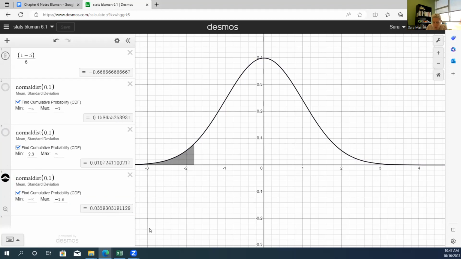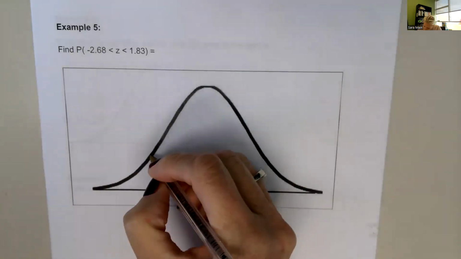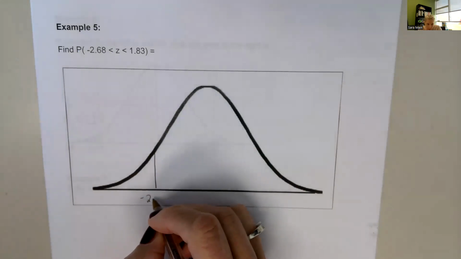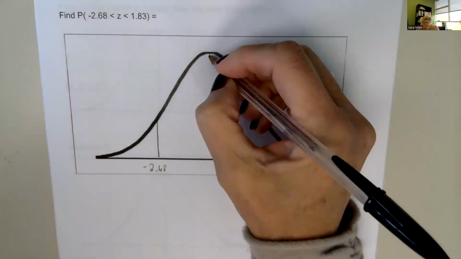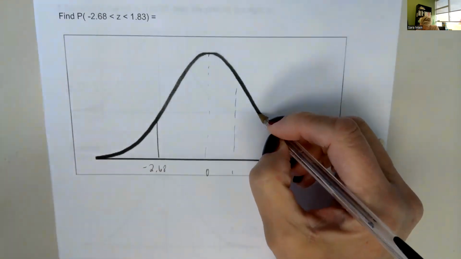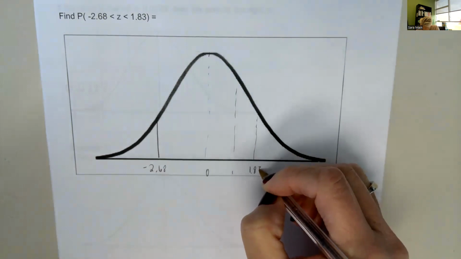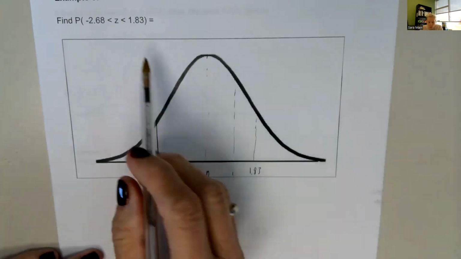And Desmos can also do betweens when we're talking about the normal curve and the area. So if you look at example 5, it's asking what is the probability that a z-score would be between a negative 2.68, that's going to be out here somewhere, and a positive 1.83. So 0, 1, and 1.83. So we're going to say right about here, 1.83. And of course, we're just guesstimating what seems reasonable, and hopefully it looks like this. So we're saying what is in between.